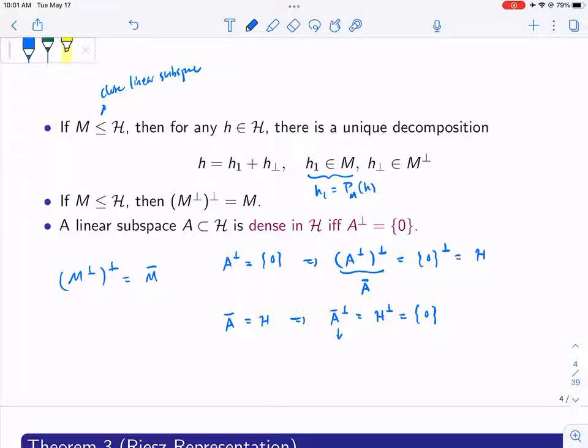I want to say that, right, the closure of a perp is the same as a perp. That's because a perp is always closed. So if I take the closure and then perp versus a perp, it's going to be the same, I believe, then this would be true. So if A is dense, this is equivalent to this, and this implies that if this is the case, then this is true again.